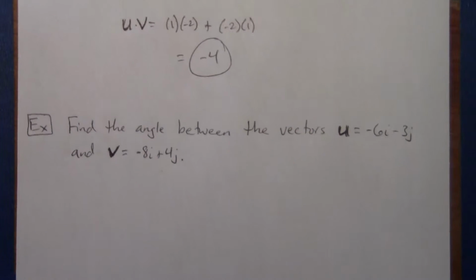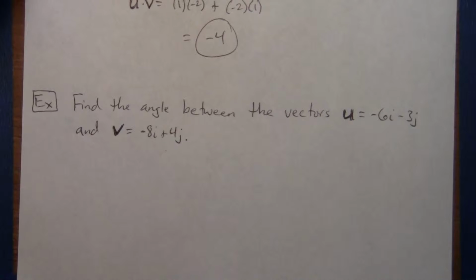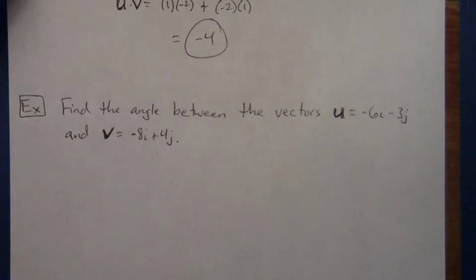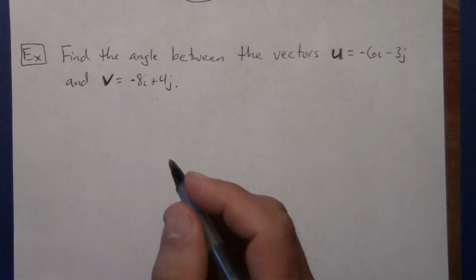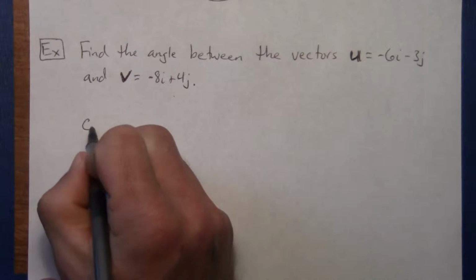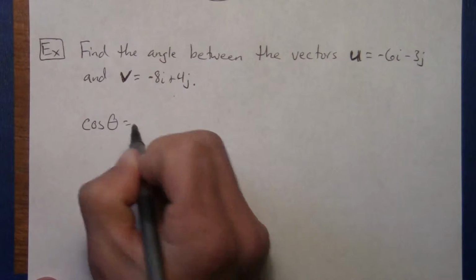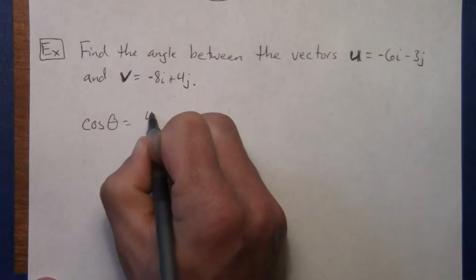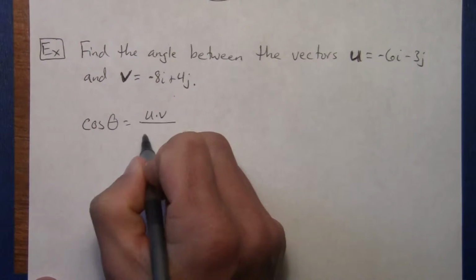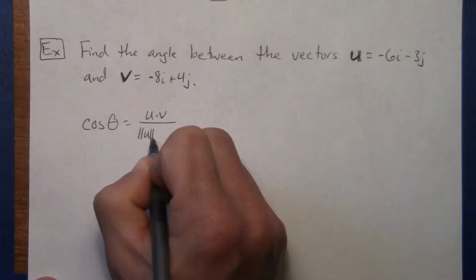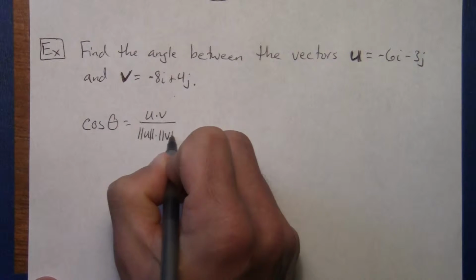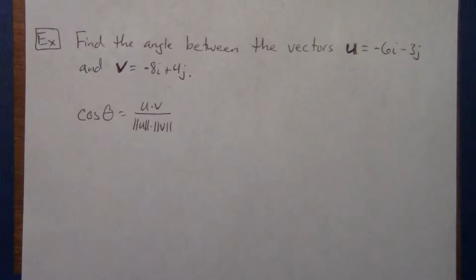All right, on to the next one. Find the angle between the vectors u and v. So the idea here is it's finding the angle between 2 vectors. That means I need to use the formula cosine of theta is equal to u dot v in the numerator divided by the magnitude of u times the magnitude of v in the denominator. That's the formula that I want to hopefully remember and use.